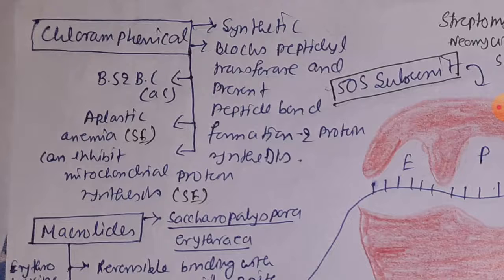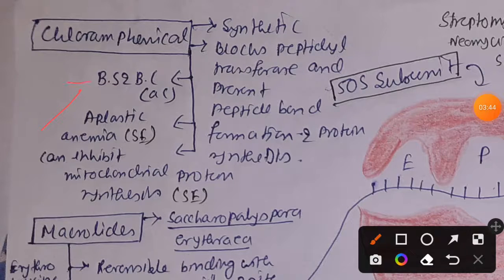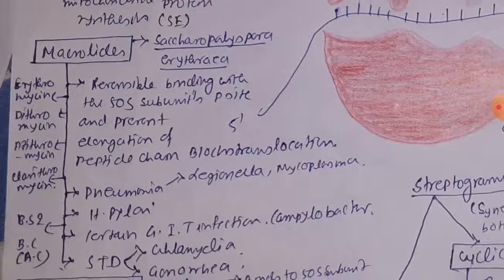So chloramphenicol is a synthetic drug. It attacks the 50S ribosomal subunit and inhibits peptidyl transferase, and that is how it inhibits peptide bond formation, which in turn inhibits protein synthesis. It is a bacteriostatic inhibitor, but sometimes it becomes bactericidal when we use a higher concentration of the antibiotic, or when we use it against a susceptible bacterium. Two side effects are important to know: one is aplastic anemia, and the other is that it can inhibit mitochondrial protein synthesis. That's all for chloramphenicol.